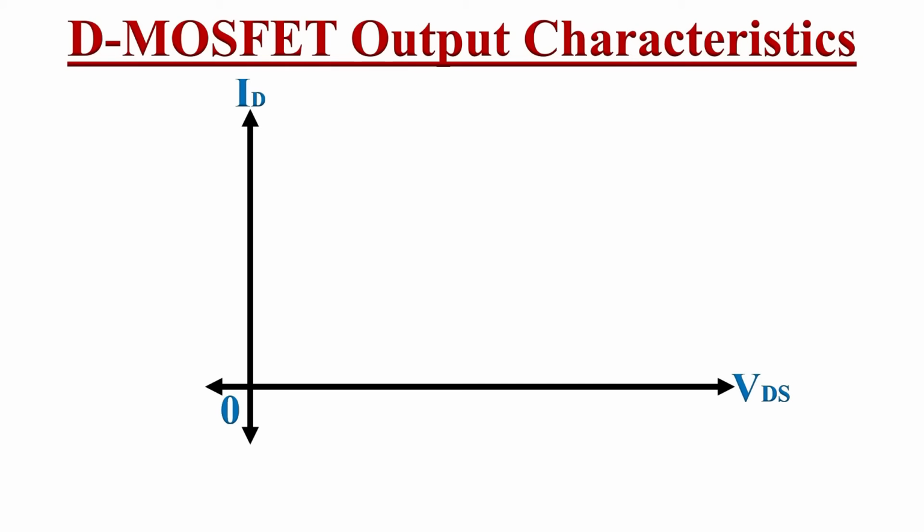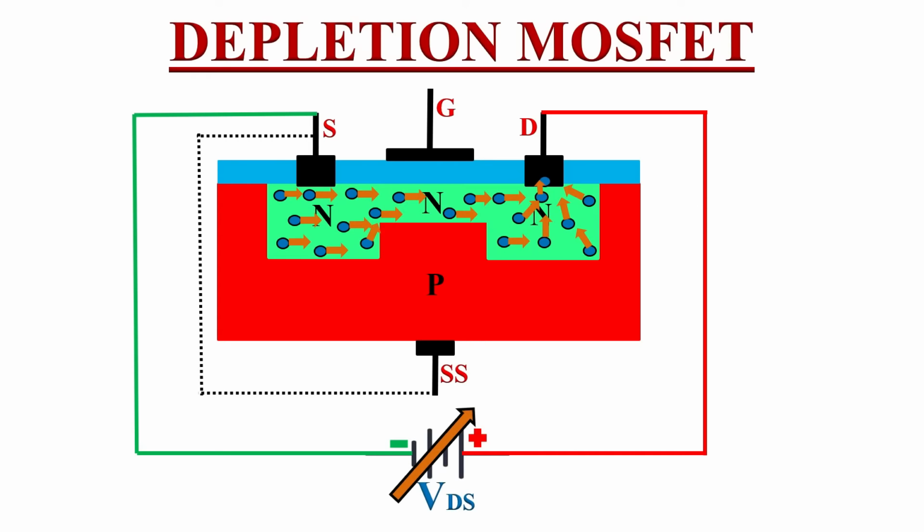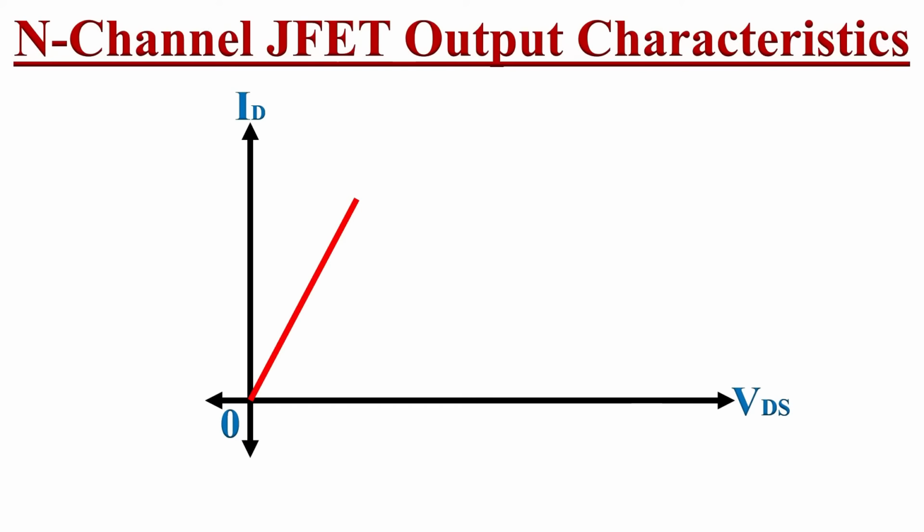If we represent the current ID versus VDS in a graph, ID in x-axis and VDS in y-axis, initially it looks like a straight line because as we are increasing the voltage VDS between drain and source, the drain current ID will also increase linearly. As we further increase the voltage VDS, at one particular voltage, the drain current becomes constant or reaches saturation. So here in this output characteristic curve, the slope of the line changes and it becomes horizontal.